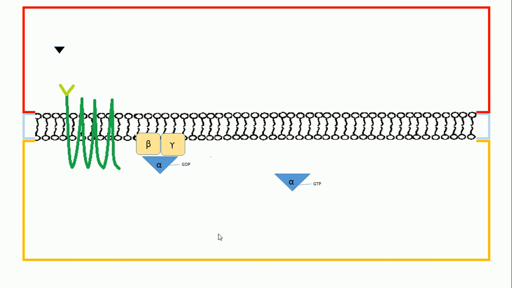Lastly, the alpha subunit needs to be dealt with. The process of hydrolysis returns the alpha subunit to its original state, where it is now bound to GDP instead of GTP.